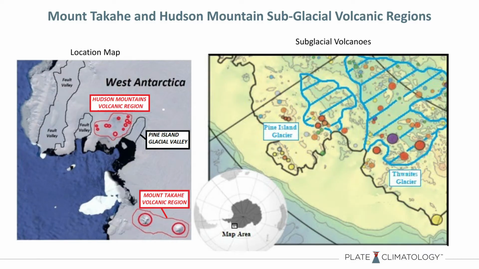Now shifting to the Mount Takahe volcanic region, again shown on the left slide, outlined in red. You'll see 2 red circles. These are huge volcanoes that punch up into the glacial ice. They don't make it through it. The one in the far lower corner is Mount Takahe.